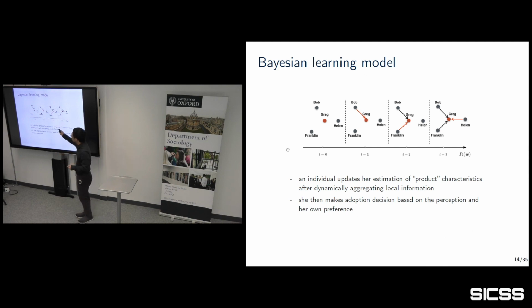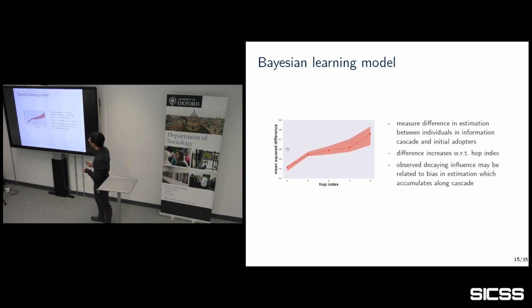So the estimation is done like here. Greg received a phone call from Bob, and then he will update his estimation based on the evaluation of Bob and the fact that he knows that Bob likes certain things. And then this will keep going like that. After a while, we could see the estimation of the event by all the individuals. And now we can see how this estimation changed when we move further away from the initial adopter. What we measure here is the difference in the estimation between the individuals who are in the cascade and the initial adopter. The x-axis here is again the distance, the hop index.